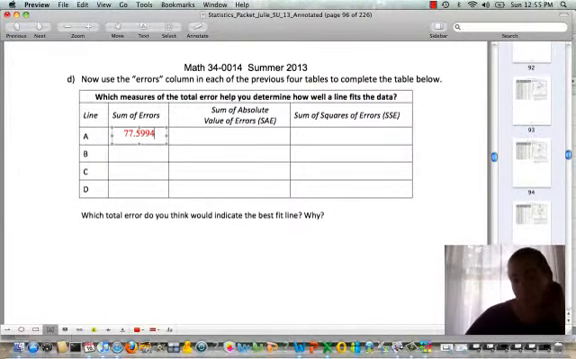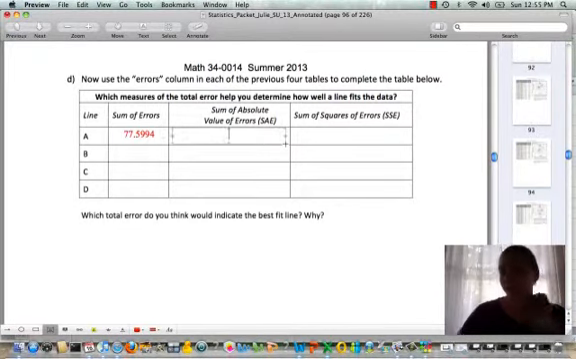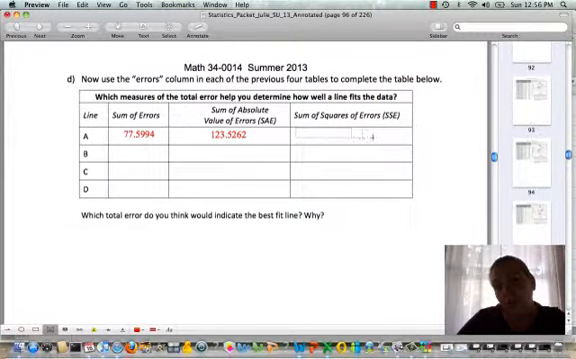77.5994. So you could go ahead and do these calculations and then come back and check your calculations against mine using either your graphing calculator or Excel. The first column is the sum of the errors. The second column is the sum of the absolute values of the errors, so you're going to have to take out all the negatives when you sum this up. And then the third column is the sum of the squares of the errors. So you're going to have to square each one of those errors, which will make them positive, and then total it up.